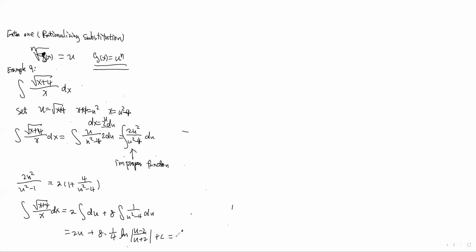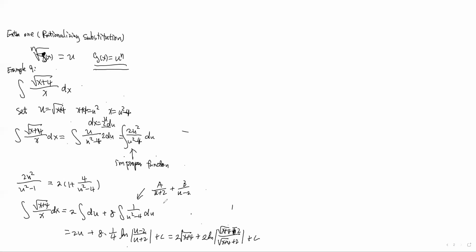So let's use a substitution because u is the square root, right? This is 2 times the square root of x plus 4, plus 2 ln of the absolute value of the square root of x plus 4 minus 2, over the square root of x plus 4 plus 2, plus C. So you may ask me, how do we do this? You use partial fractions, right? This can be written as A over u plus 2 plus B over u minus 2, right?